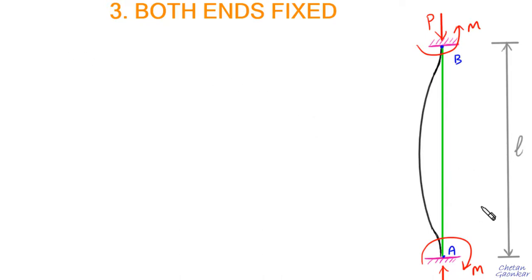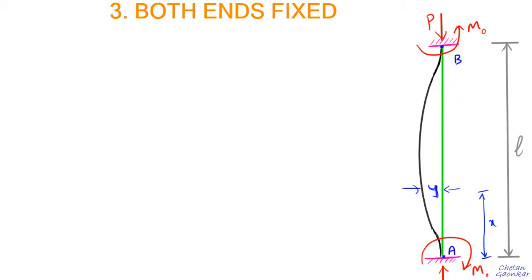What we will do is at some distance x from end A, we will say let the deflection be y. Here one more thing you all must have noticed: since both the ends, end A as well as end B, are fixed, there is an extra bending moment which has developed here, and let that be equal to M naught.